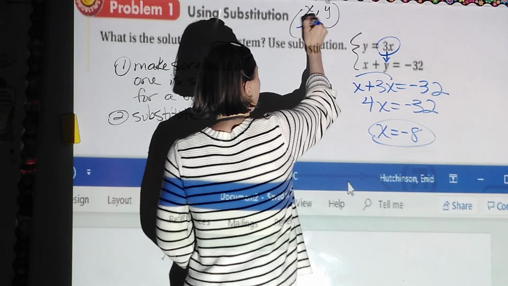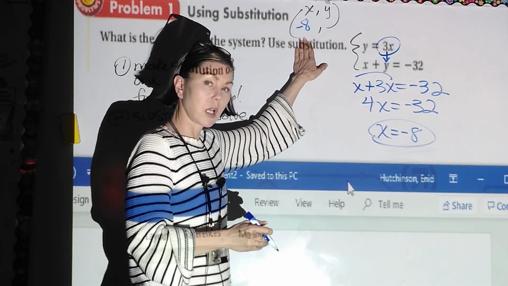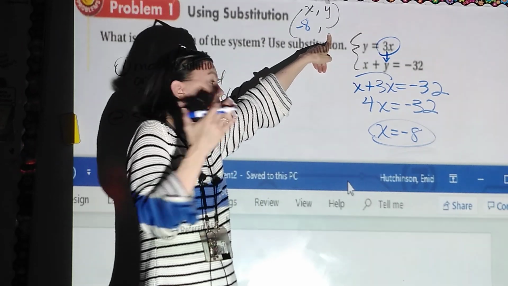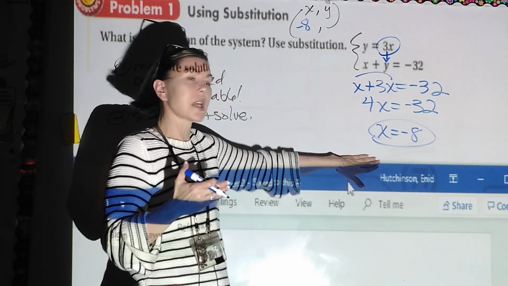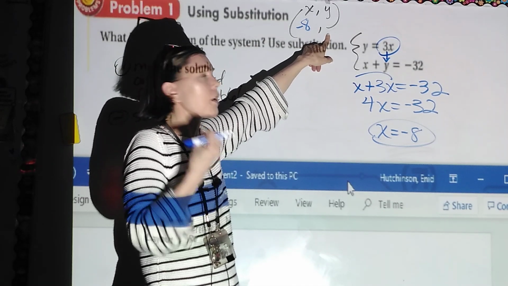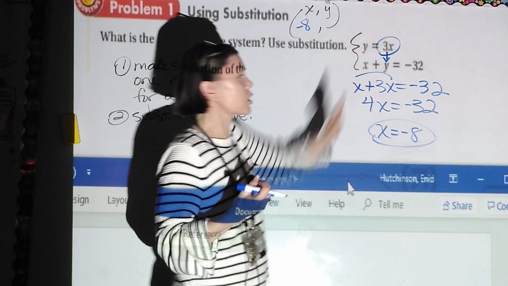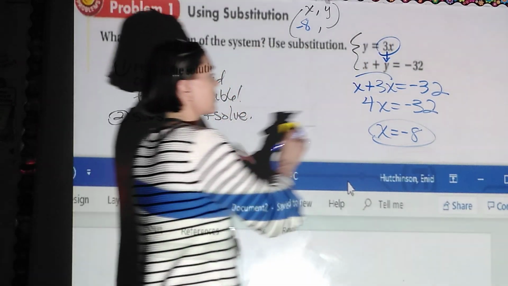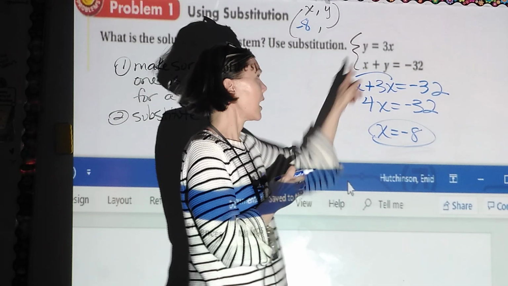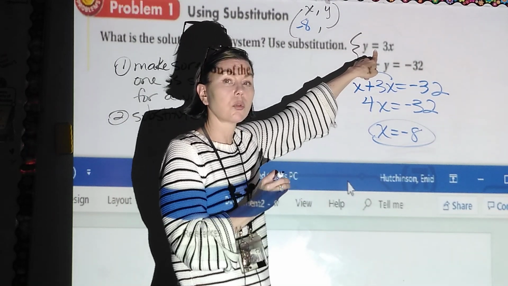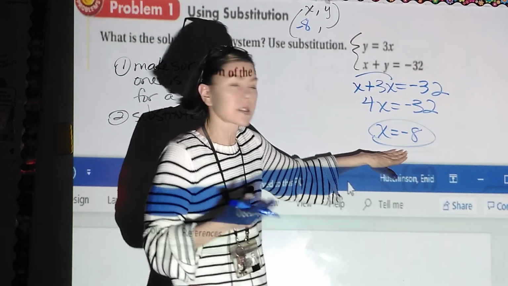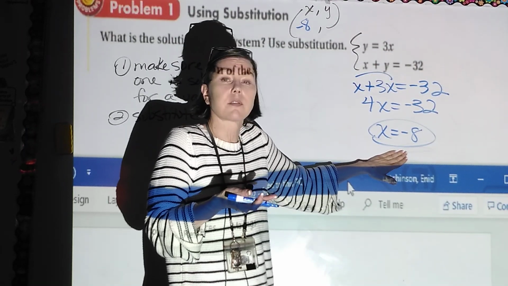We know that our x is equal to negative 8. But we don't know what the y is equal to yet. So now we've done all the necessary work, but now we have to solve for y. How do we solve for y? Well, let's look at our original two equations here. Let's look at the originals, right? Up here I can see that y is equal to whatever 3 times x is. And we already solved for x. We know that x is negative 8, right?